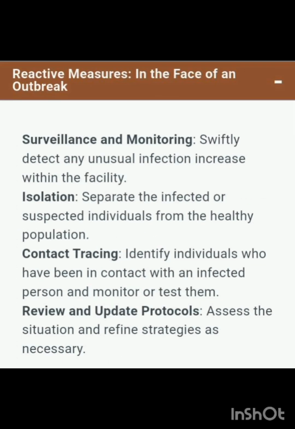The second measure taken is reactive measures in the face of an outbreak. Surveillance and monitoring: swiftly detect any unusual infection increase within the facility. Isolation: separate the infected or suspected individuals from the healthy population. Contact tracing: identify individuals who have been in contact with infected persons and monitor or test them. Review and update protocols: assess the situation and refine strategies as necessary.